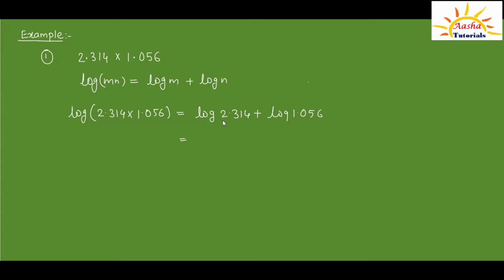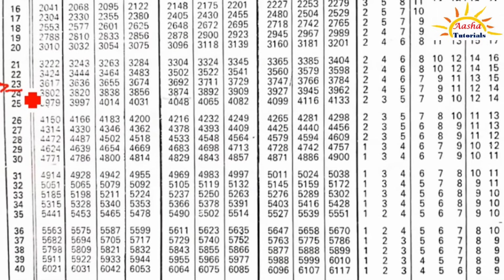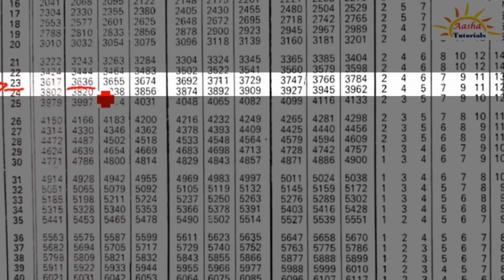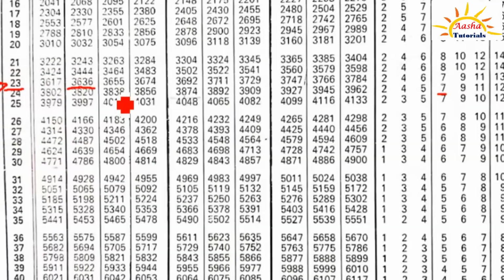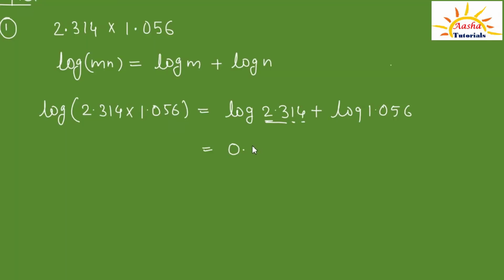As this is a single digit number, its characteristic value is 0. Then let us write the decimal point. What now we have to do? Find the log of 23 in the first column and the mean difference in the fourth column. Here there is 23 in the first column, which gives 36, and the mean difference in the fourth column is 7, which we are supposed to add in this. We get 3643, so here we can write 0.3643. This is the log of 2.314.